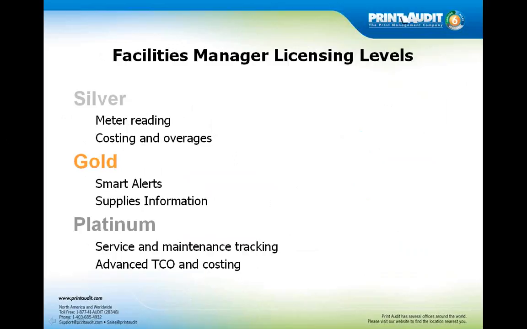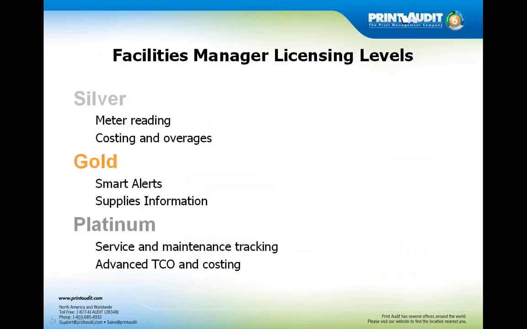Gold, on the other hand, includes everything in the silver service, plus it gives you supplies information, service status on the devices as well, although it's not mentioned here, and the ability to create smart alerts around any of the information that's coming out of the system. So smart alerts become accessible at the gold service level on any printer. And so you can now have emails being sent to you on an automated basis whenever conditions occur, whenever a printer reaches a certain meter reading, or whenever supplies go low, so on and so forth.